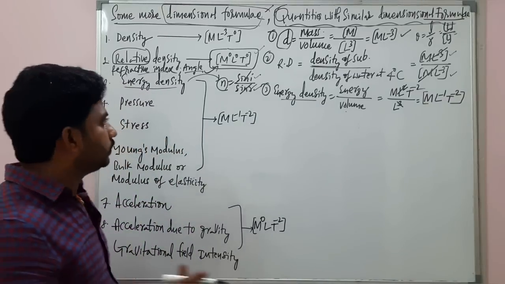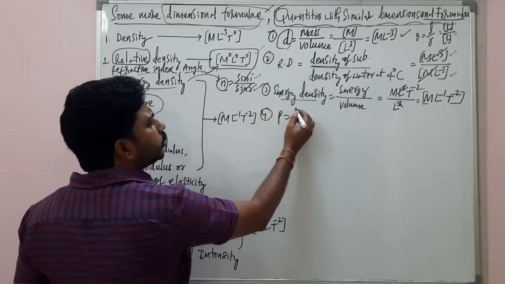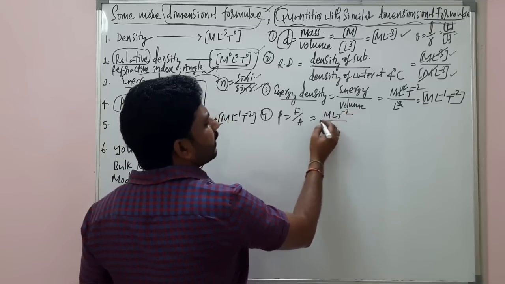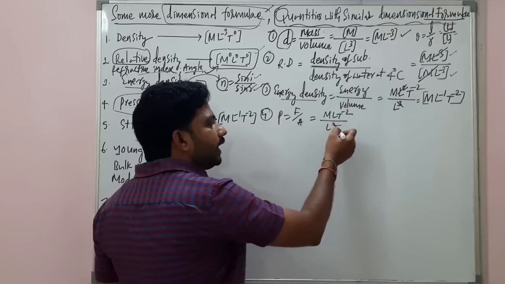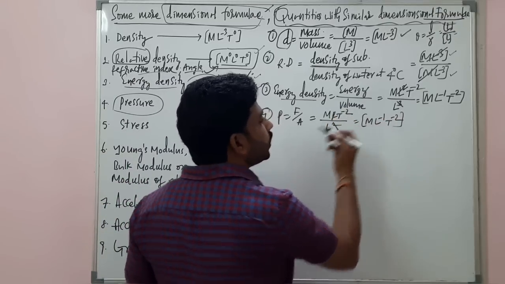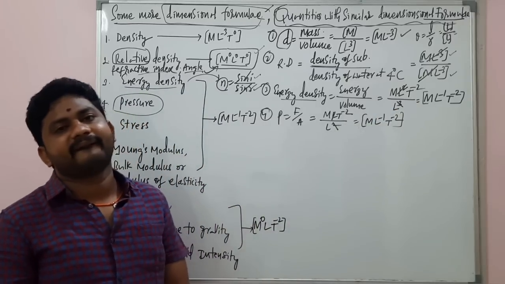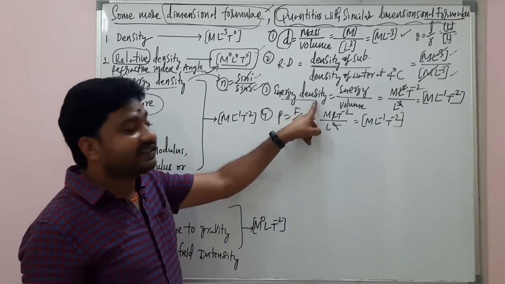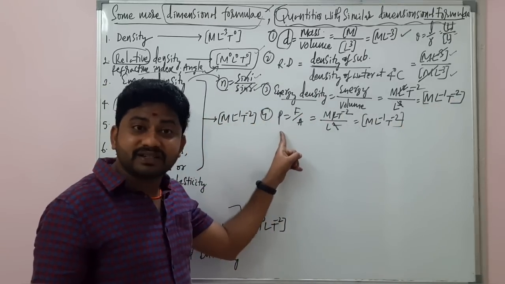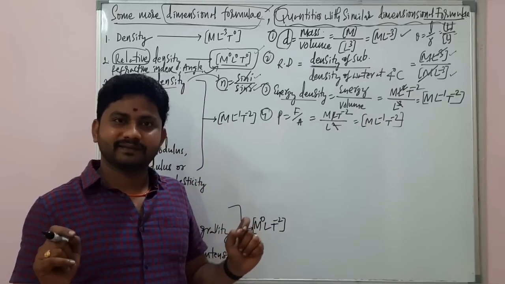Clear? Now, the fourth quantity is pressure. You already know the pressure dimensions, it's force per unit area. What is force? M L T minus 2, by area, which is L square. So one L cancels and it will be M L minus 1 T minus 2. Can I say the energy density and the pressure dimensions are the same? Carefully look at the situation. Energy density dimensional formula is M L minus 1 T minus 2. In the same way, pressure dimension is M L minus 1 T minus 2. Okay, clear?